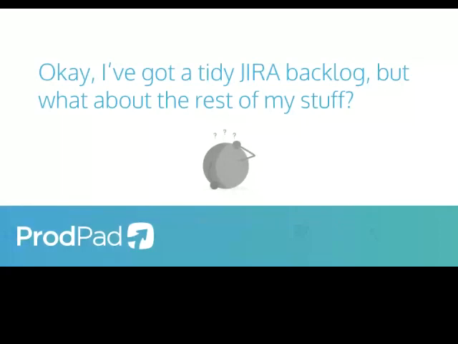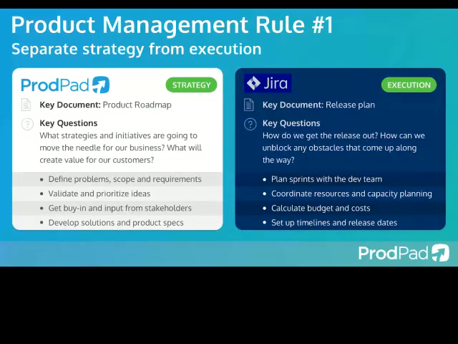So ProdPad picks up where Jira leaves off. It helps you manage the complex and tangled interests of your customers while keeping you on track to meet your product vision. So it's going to give you the tools to help you answer questions about the future of your business. What problems do we need to solve? Or what do we need to work on next to move this metric? Or what's our long-term strategy? So ProdPad's going to help you identify where to take your product next, whereas Jira is going to help your team execute the plan. Keeping them separate means that you'll be better at both.